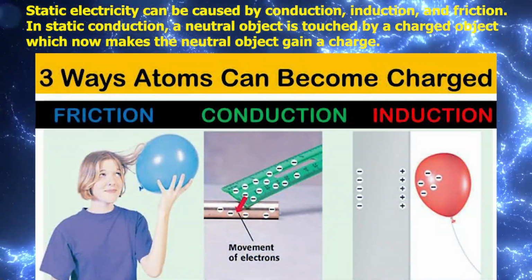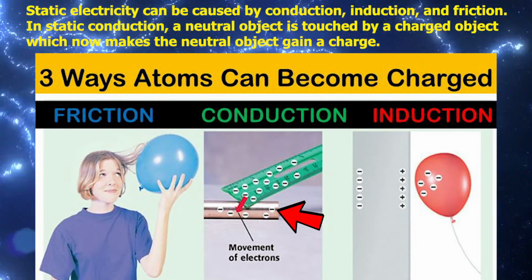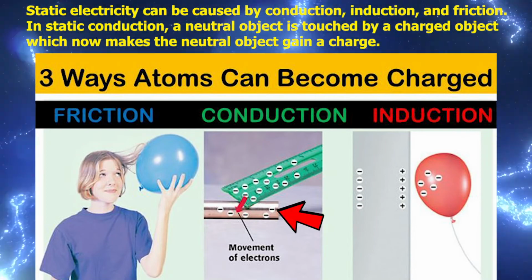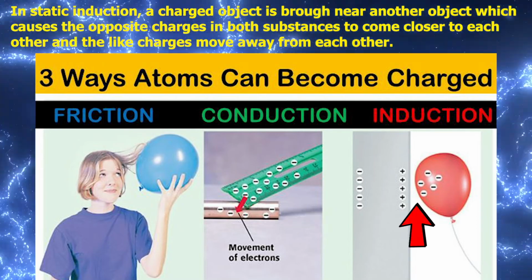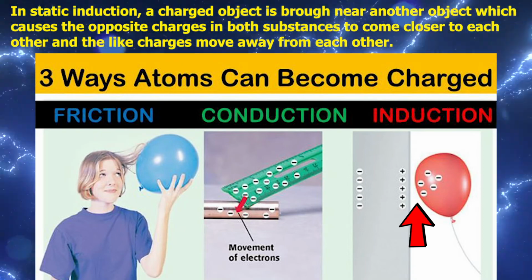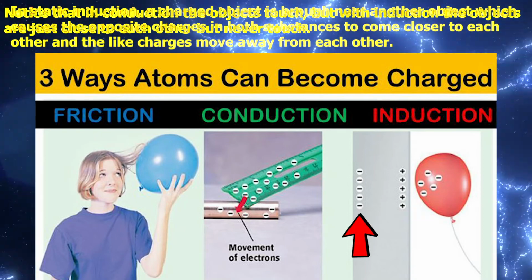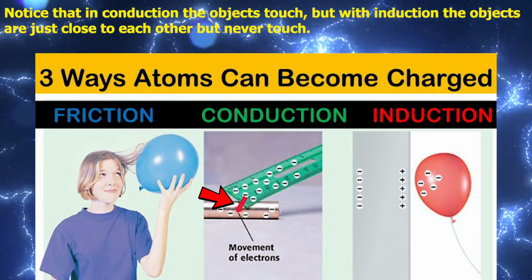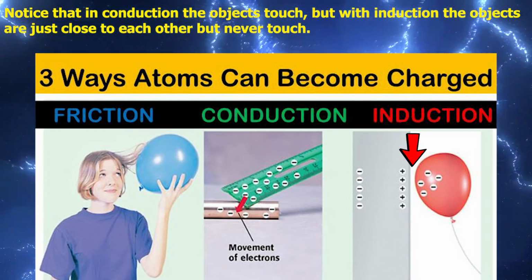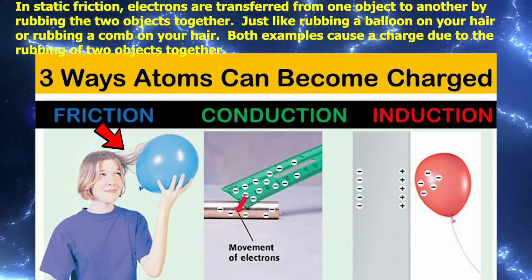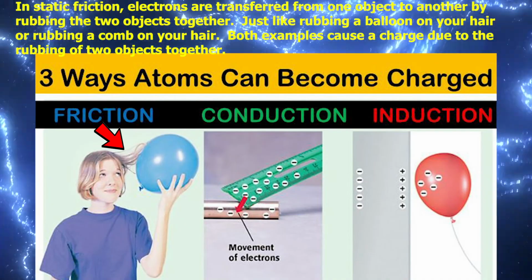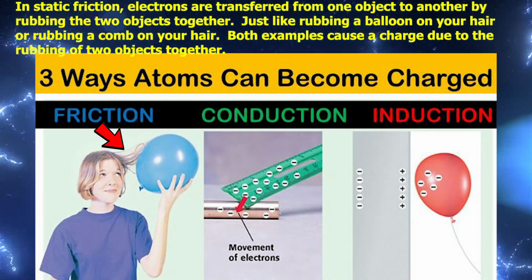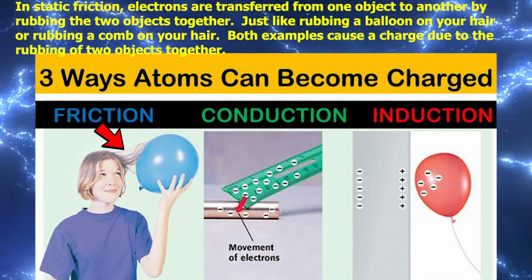In summary, static electricity can be caused by conduction, induction, and friction. In static conduction, a neutral object is touched by a charged object, which now makes the neutral object gain a charge. In static induction, a charged object is brought near another object, which causes the opposite charges in both substances to come close to each other and the like charges move away from each other. Notice that in conduction, the object is touched, but with induction, the objects are just close to each other but never touch. In static friction, electrons are transferred from one uncharged object to another by rubbing the two objects together, just like rubbing a balloon on your hair or rubbing a comb on your hair. Both examples cause a charge due to the rubbing of two objects together.